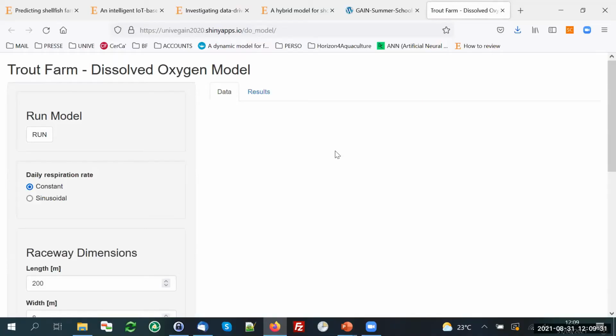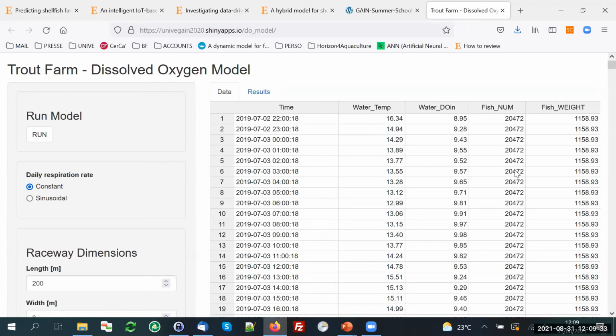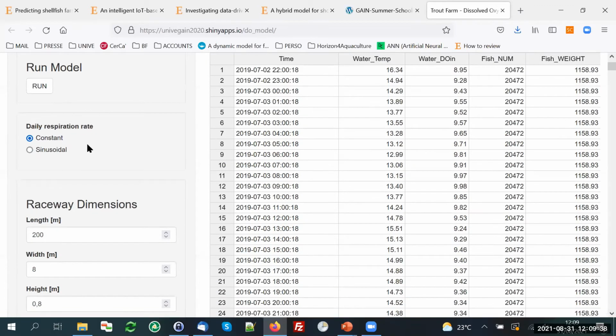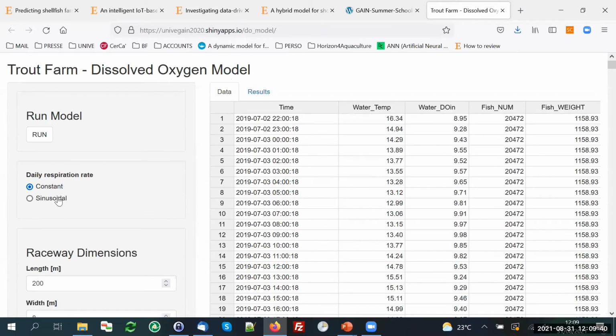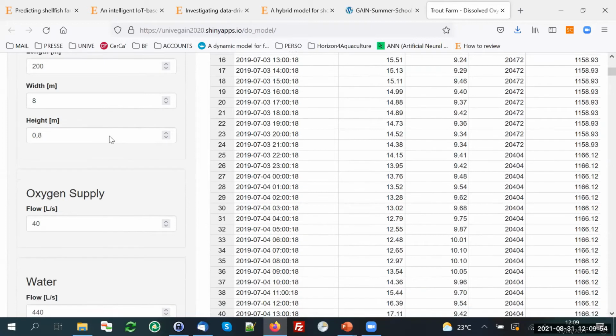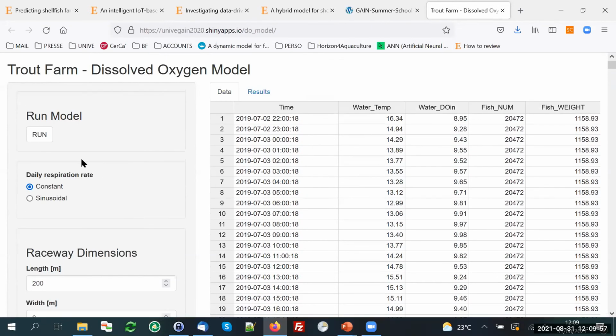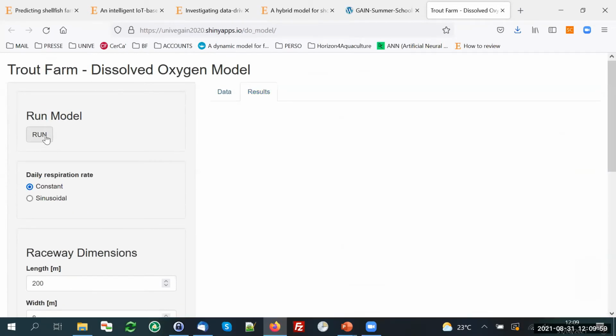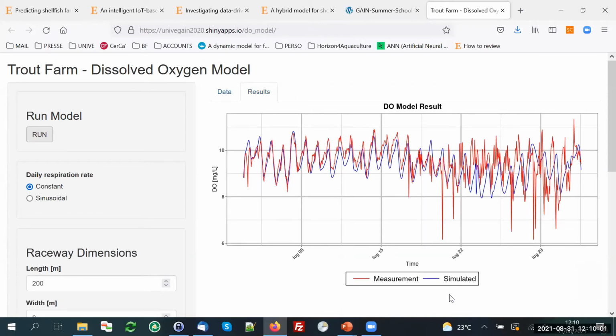Okay, so I already set an input data set, and you can choose between two representations of the respiration rate, constant or sinusoidal. I won't speak about sinusoidal, but briefly, it's to represent the daily intraday variation of the respiration rate, and you have many parameters about the raceway, the oxygen supply. You can choose, and if you run, you will see your simulation and the measurements.